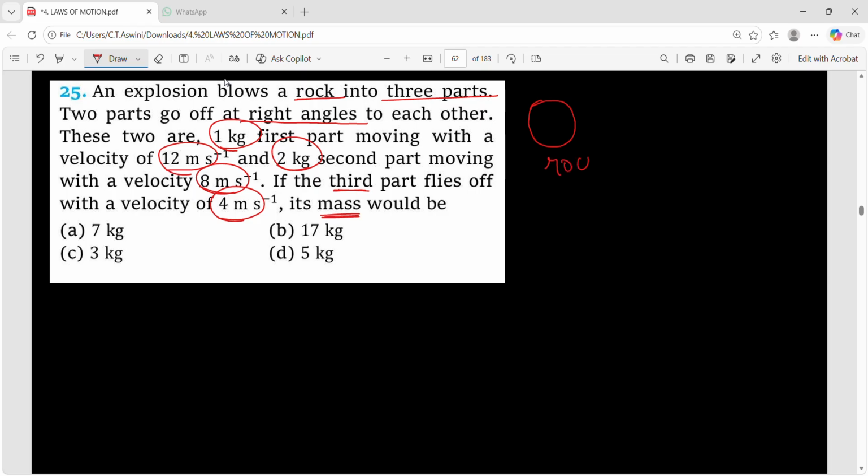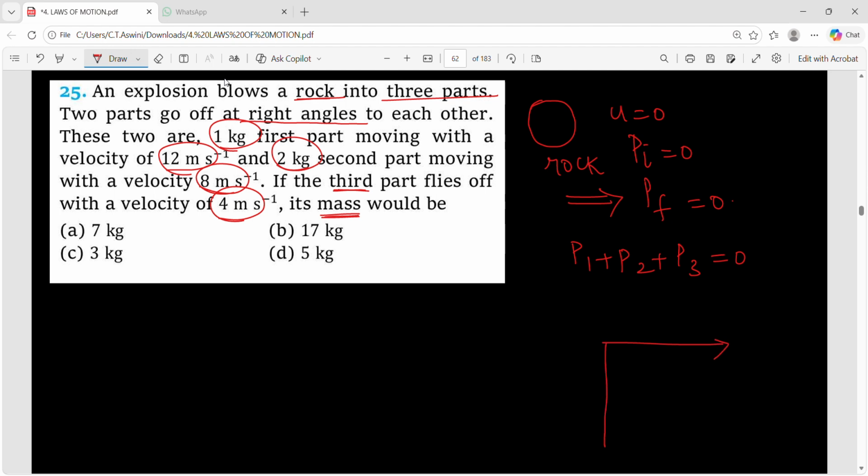So this is a rock initially at rest, so its initial velocity is 0. So the whole system initial momentum is also 0. Now according to conservation of linear momentum, the final momentum of the system also must be 0. That means momentum of the first part, momentum of the second part plus momentum of the third part must be 0. And it was given the first part and second part, they are moving at right angles. So first part is 1 kg, its speed is 12 meter per second. Second part is 2 kg and it is moving with 8 meter per second.